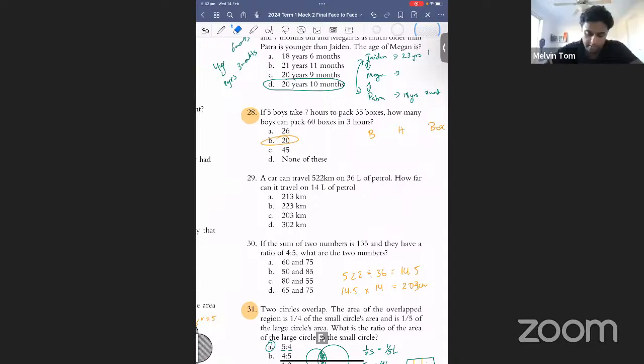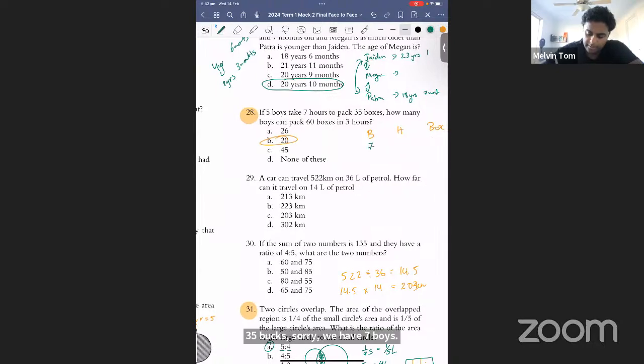Is it this one here? Yeah. All right. So we have 35 boxes. We have 5 boys who take 7 hours. 5 boys, 7 hours, my bad. 5 boys, 7 hours, 35 boxes.